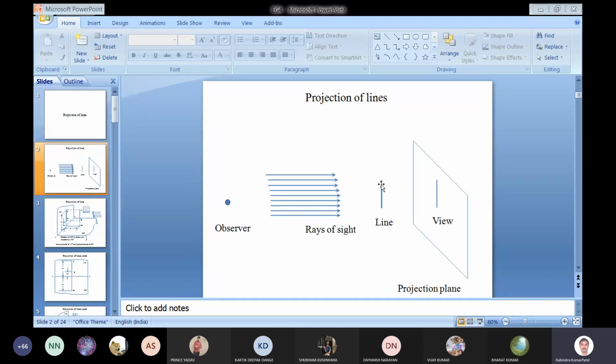If the line is oriented in some other angle, then its shortened projection will appear onto the projection plane, that we will see later on. So here, just for the concept of the projection of lines, we can learn that the observer is there, rays of sight are there, and then the line, and after that the projection plane on which we get the view.